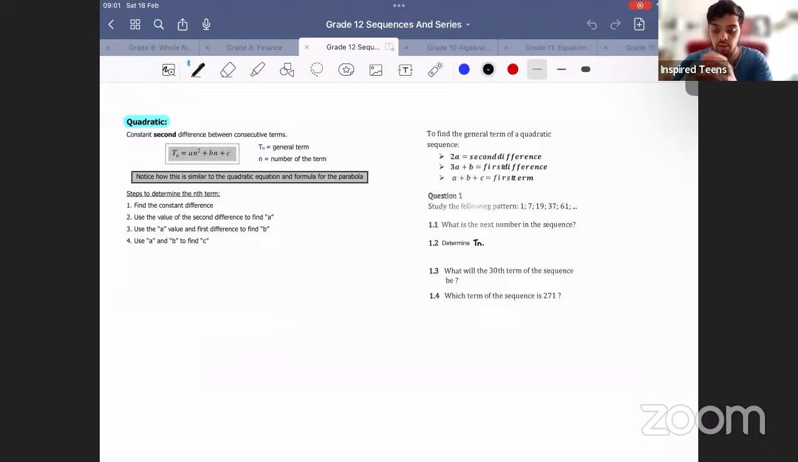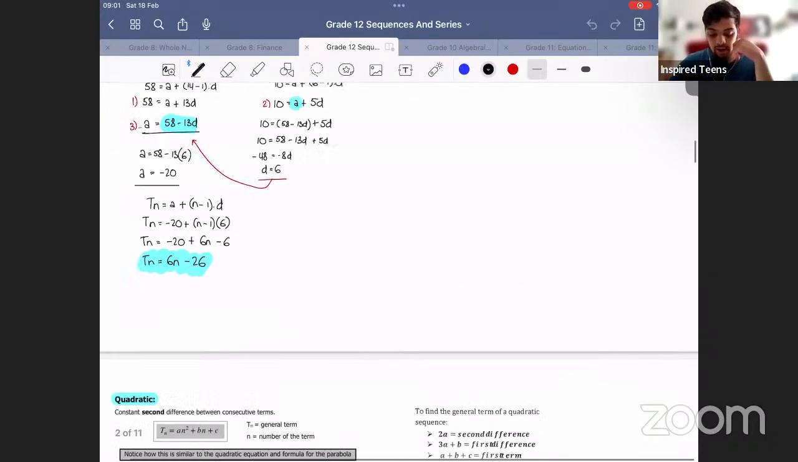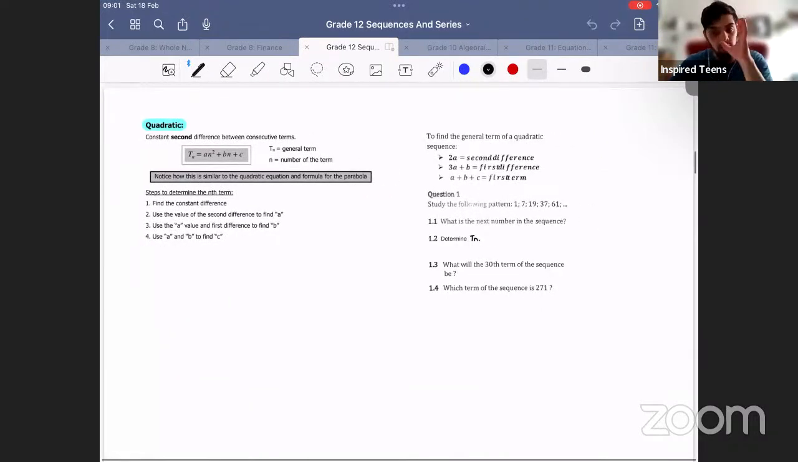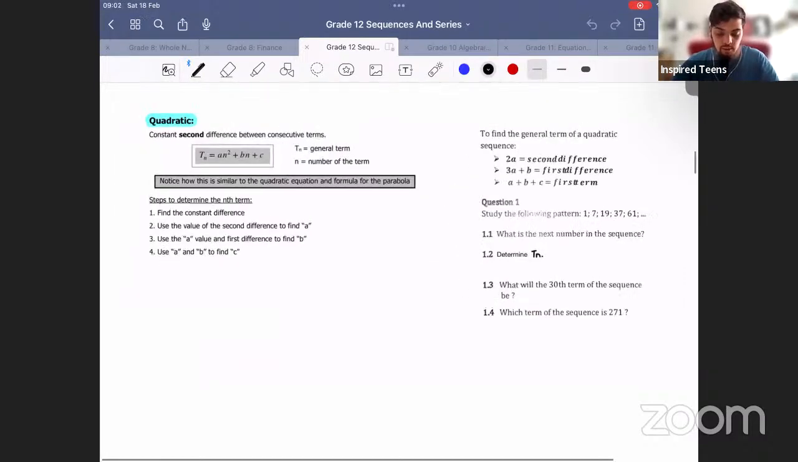Okay, so today we're going to be continuing with sequences and series. We're going to start off where we left last week, and we ended on our arithmetic. And today we are going to start quadratic and hopefully get to complete the section. So let's talk about quadratic.